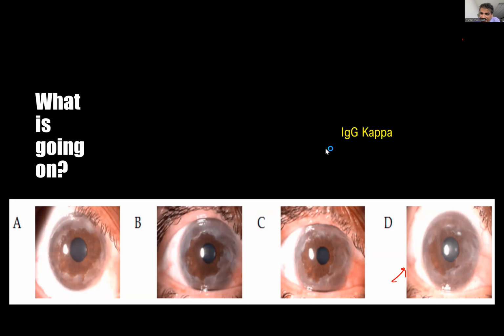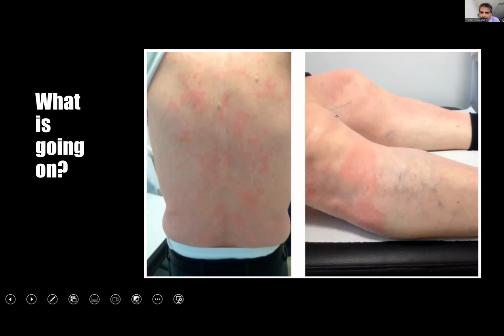But what about the eyes? These eyes, anyone? You have IgG kappa, right? Okay. Those were actually light chain deposition. Okay. So patient did not have plasmacytosis. I'll come back to it later.